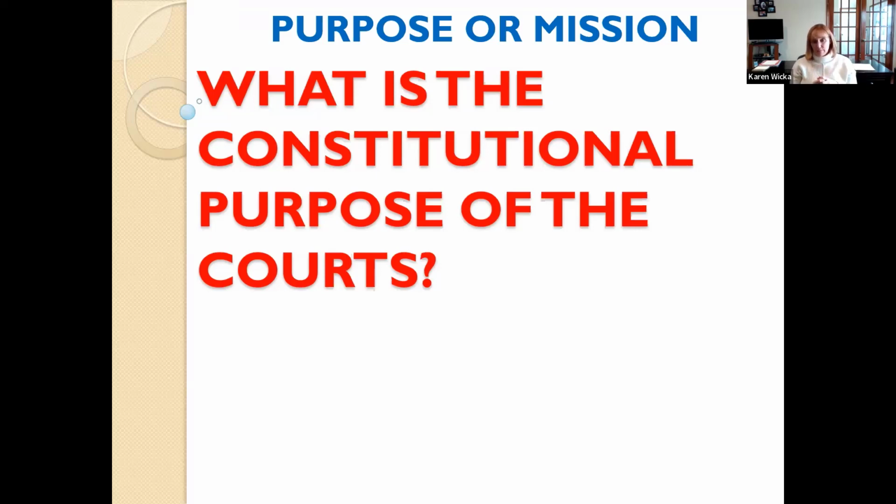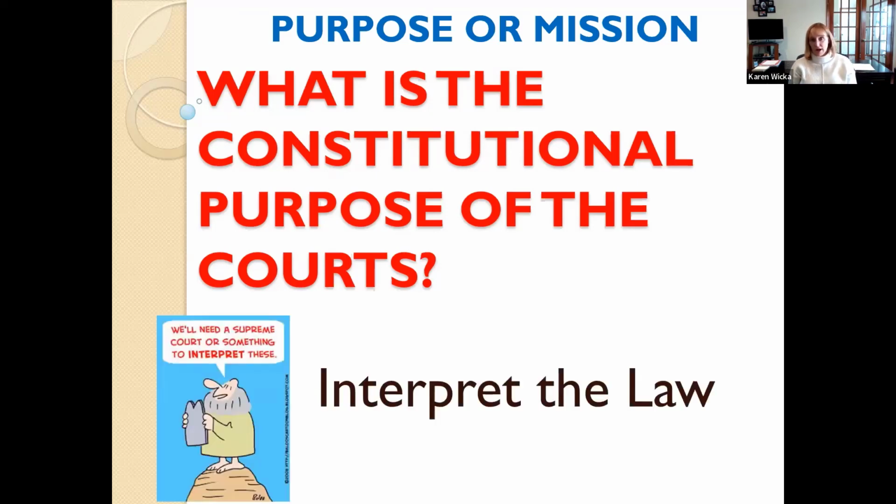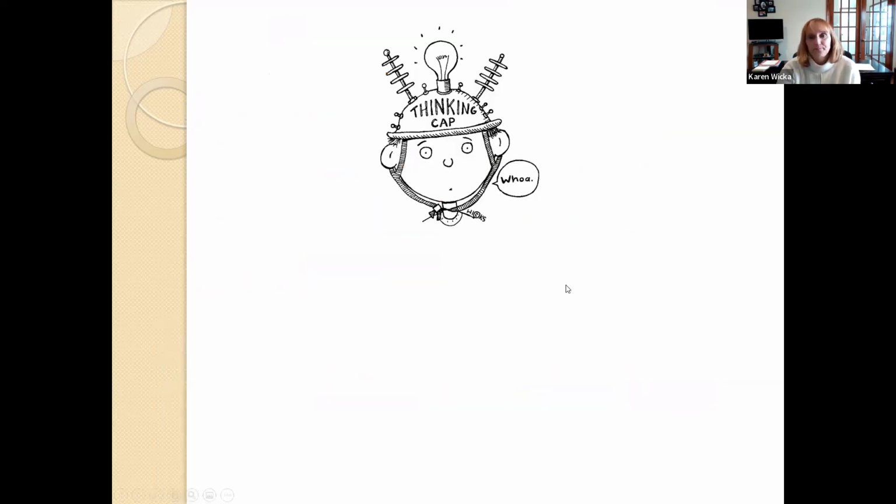So we know the executive branch was to enforce the laws. The legislative branch was to create the laws. So what was the constitutional purpose of the judicial branch or the court system? It was to interpret the laws, right? So we have one branch that creates the laws. We have one branch that's responsible to enforce them. And then we need a third branch that researches them and looks at them and interprets them and figures out what they mean. Okay, so the purpose of the judicial branch is to interpret the laws and the Constitution.